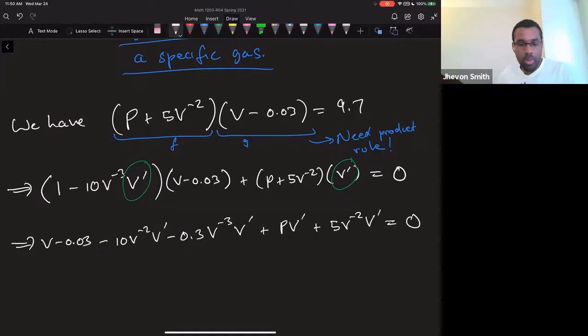So I just took the one, multiplied everyone in the second pair of parentheses. Then I took the minus 10, that should be a plus, the minus 10v to the minus 3 v prime, multiply everyone in the second parentheses. So I get v to the minus 3 times v gives me v to the minus 2. So that's where this term comes from. And then I took 10 v to the minus 3 v prime times the minus 0.03. And that's where this term comes from. Because multiplying by 10 just moves the decimal point one place to the right. Then I just multiply out the v prime into the other guy.